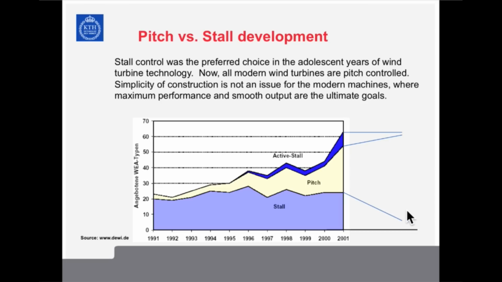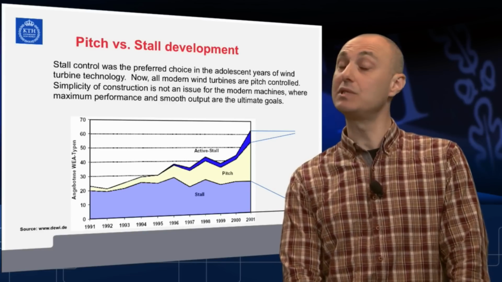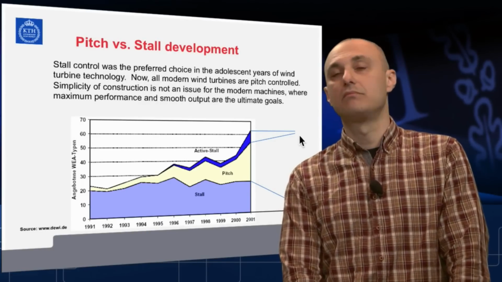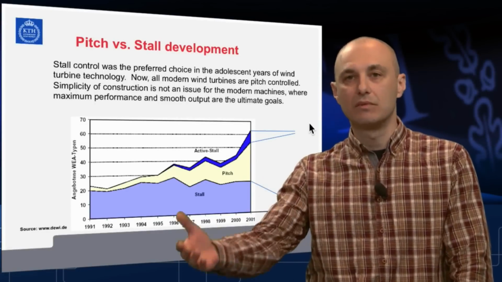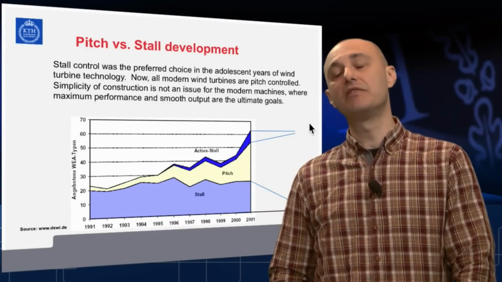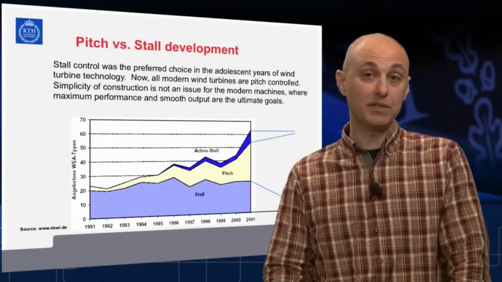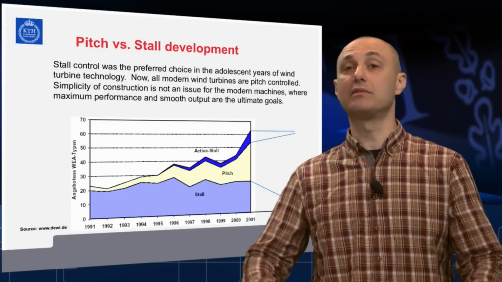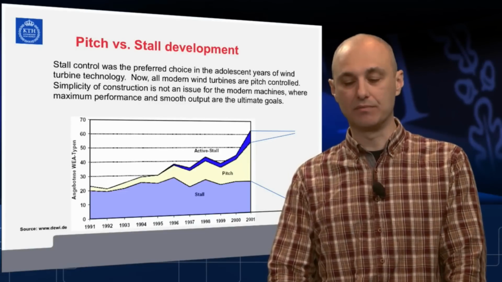Pitch control is completely the governing choice for all big machines. There are very, very few stall-controlled machines, mostly small, and nearly zero active stall-controlled machines available on the market. However, many of those early designs are still operational. Some of them accumulated more than 20 years of almost trouble-free operation.